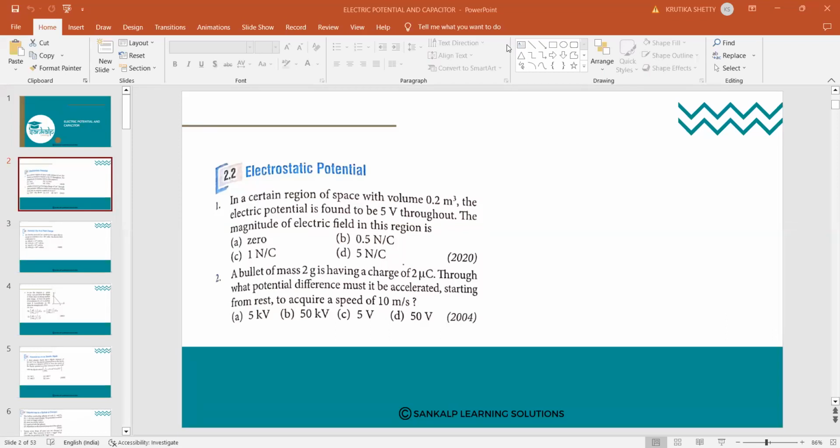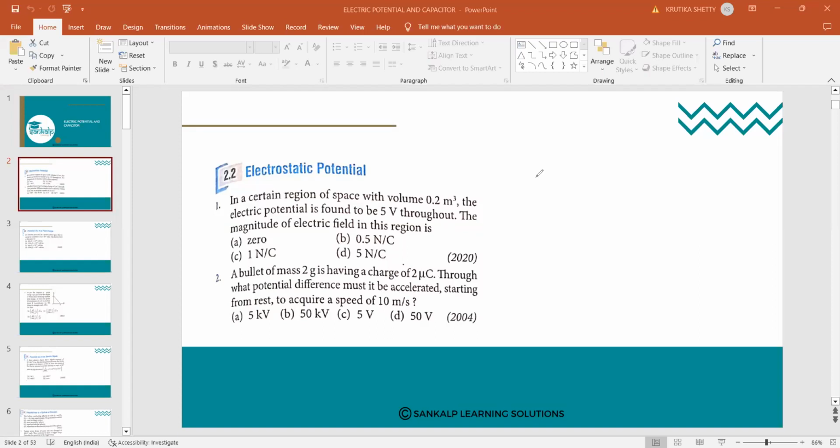Okay, so we will solve this, then we will finish this class. A bullet of mass 2 gram is having a charge of 2 microcoulomb. Through what potential difference must it be accelerated starting from rest to acquire a speed of 10 meter per second? So what is the question here?